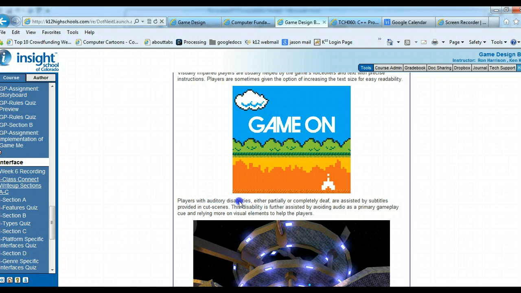Players with auditory disabilities, meaning they can't hear very well, subtitles can help them, and also you can avoid audio as a primary game cue. So imagine if you can't hear, but the game is designed so that when you look at the screen you see everything you need to do. Two things that can really help people who can't hear very well: avoid audio as the primary cue and rely more on visual elements. So those are the two things.